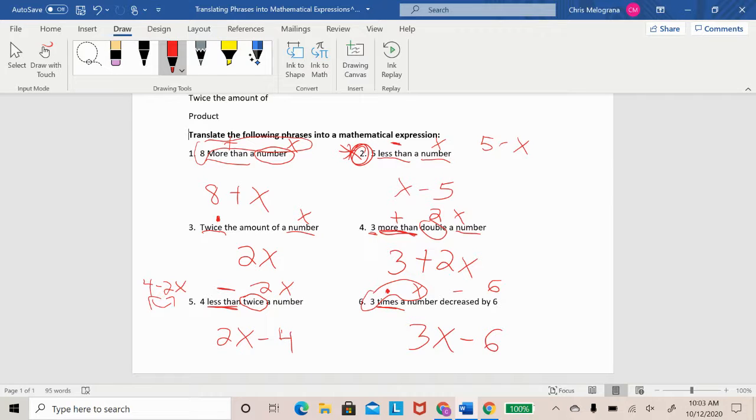All right. So we're just going to start slow. We're going to start with these phrases. We want to underline or circle those key phrases. And in that phrase, we're going to rewrite it as a mathematical expression that has an x in it and has either addition, subtraction, multiplication, or division.